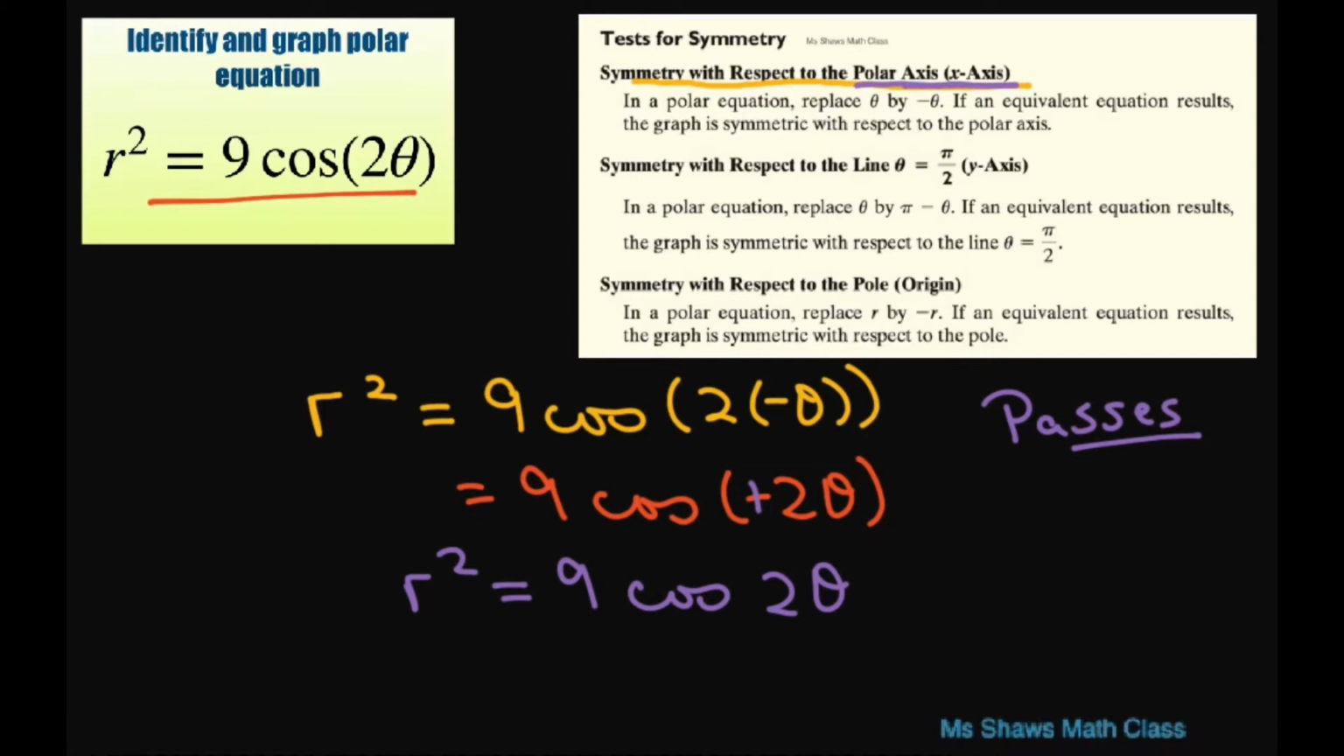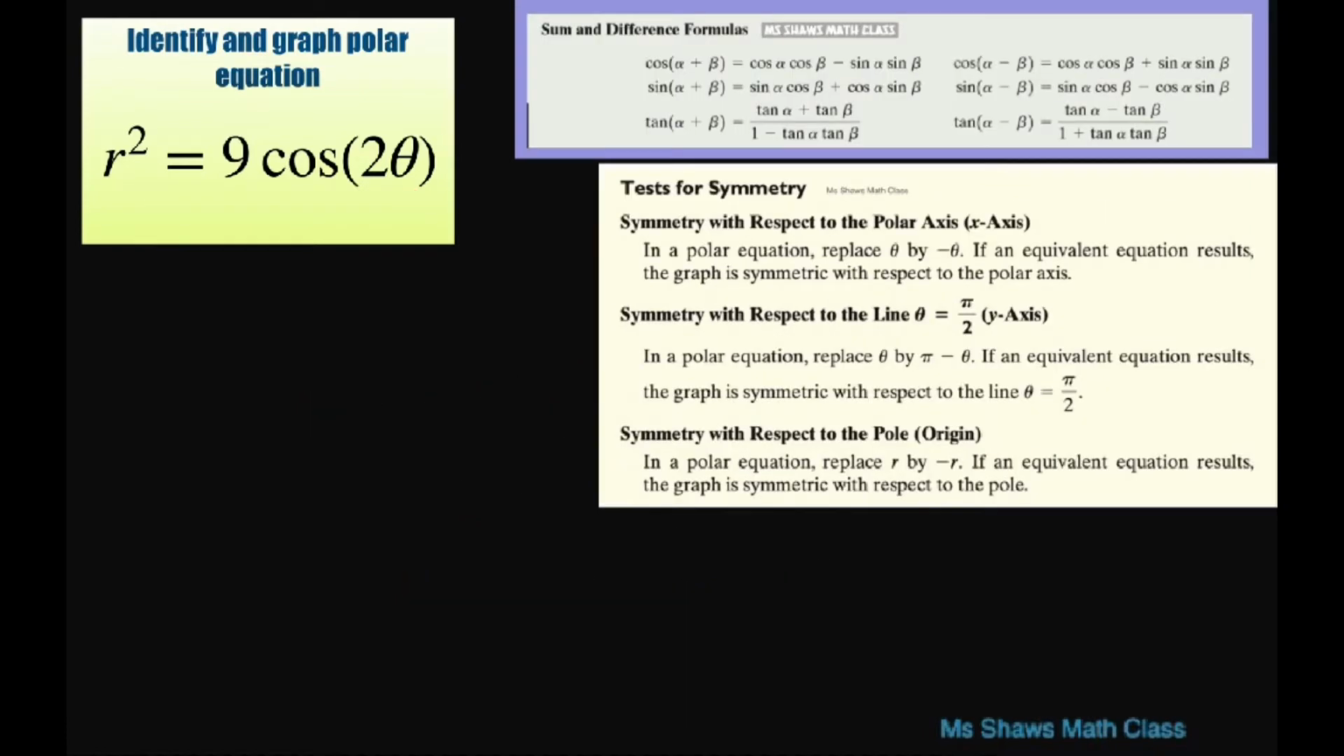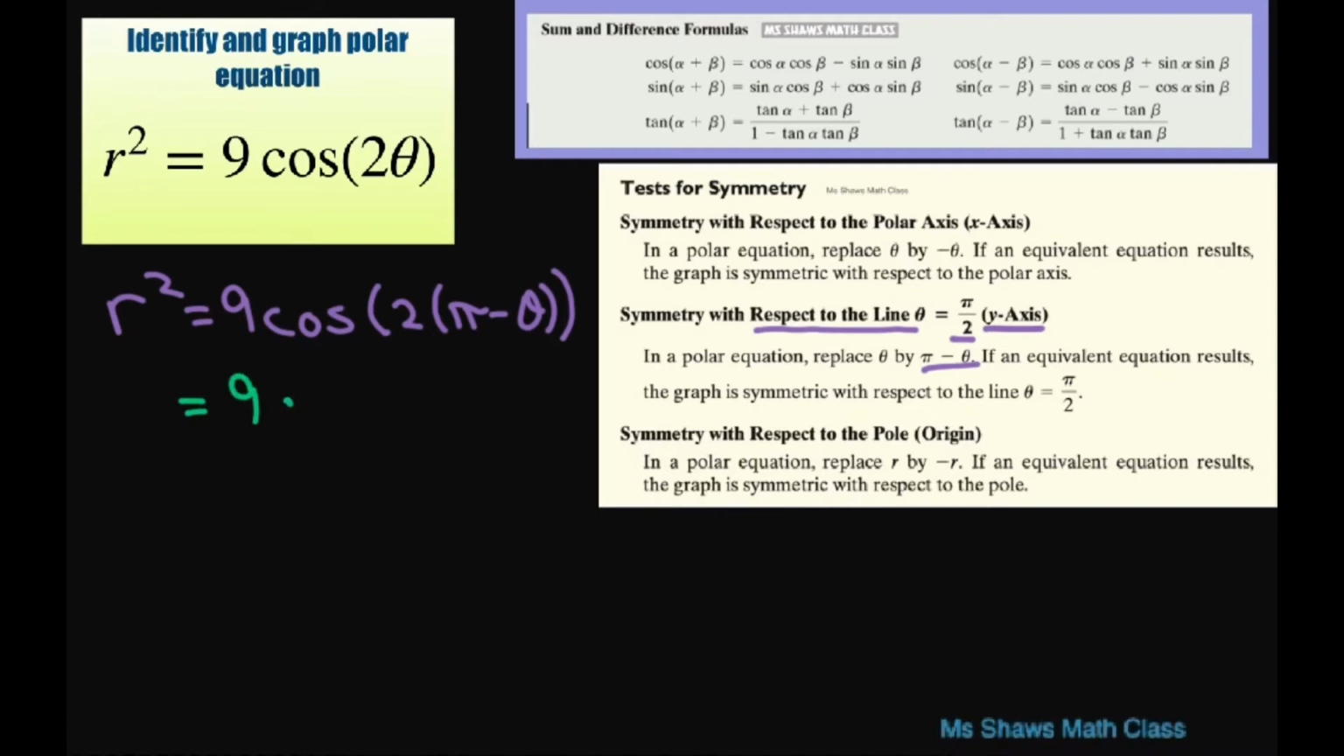the x-axis. The second test is showing symmetry with respect to the line theta equals pi divided by 2. And that's when you take your equation and substitute in for theta, pi minus theta. All right, this is going to equal 9 cosine of 2 pi minus 2 theta.